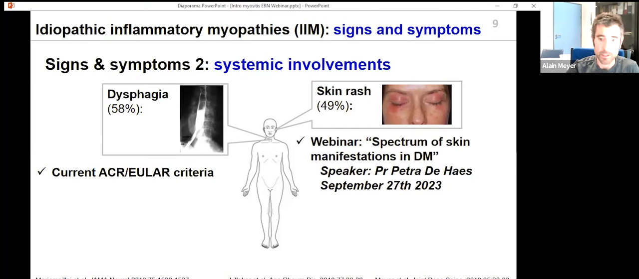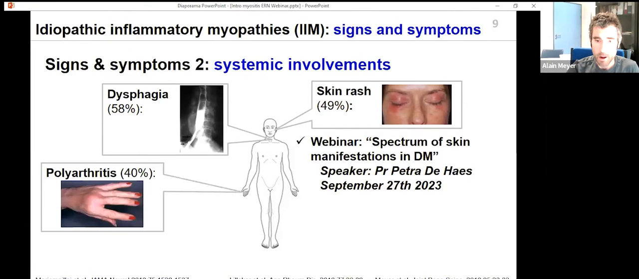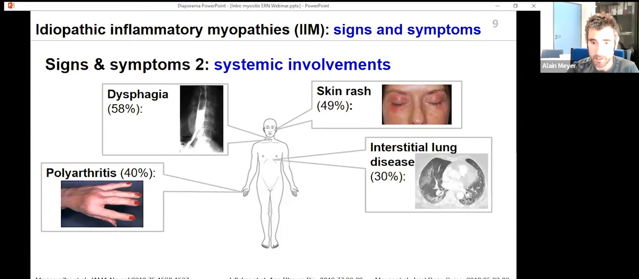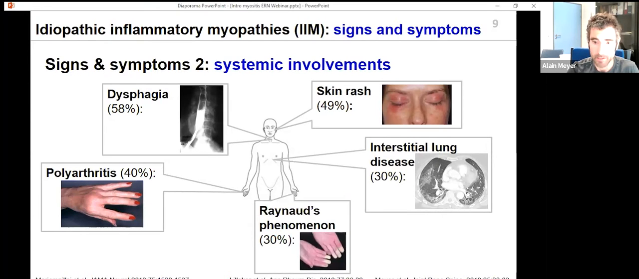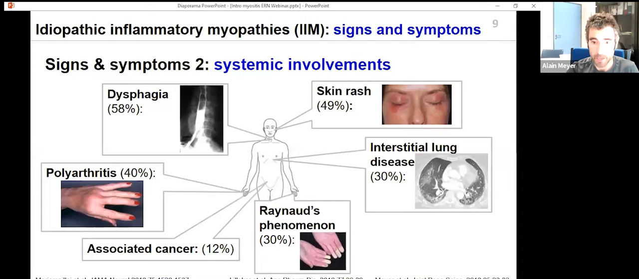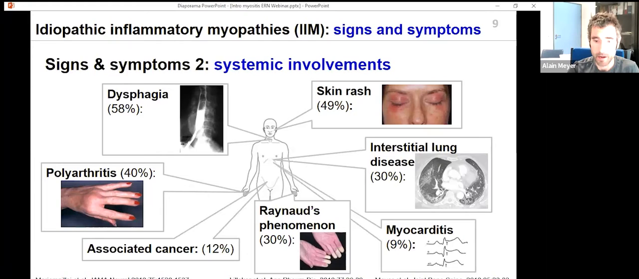In addition to these true systemic symptoms, polyarthritis affects 40% of the patients. Interstitial lung disease affects 30% of the patients. Raynaud's phenomenon affects 30% of the patients. 10% of the patients have a cancer associated with a myopathy, and 9% of the patients suffer from myocarditis. And thus, inflammatory myopathies should be considered not only in patients with myopathy, but also in all patients presenting with one of these systemic manifestations.